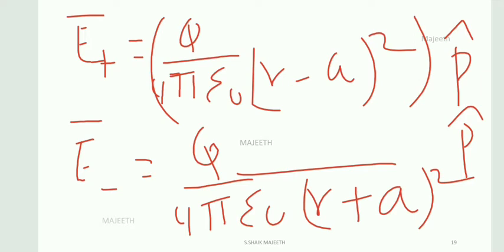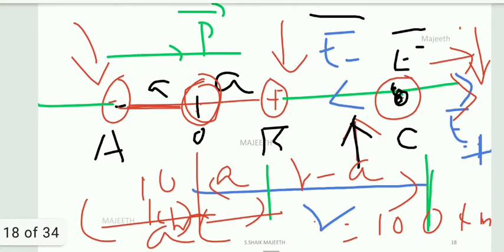Who is producing the maximum field? Whether E plus will produce the maximum field on C or E minus will produce the maximum field on C. I told you in the electric field line class that electric field is very strong nearer to the charge and weak when we move away from the charge. You see, point C is closer to the positive charge, but it is far away from the negative charge. So the electric field due to the positive charge will be strong, but the electric field due to the negative charge will be weak. So the length of the electric field vector should be more for the positive charge. That is the way you have to draw.